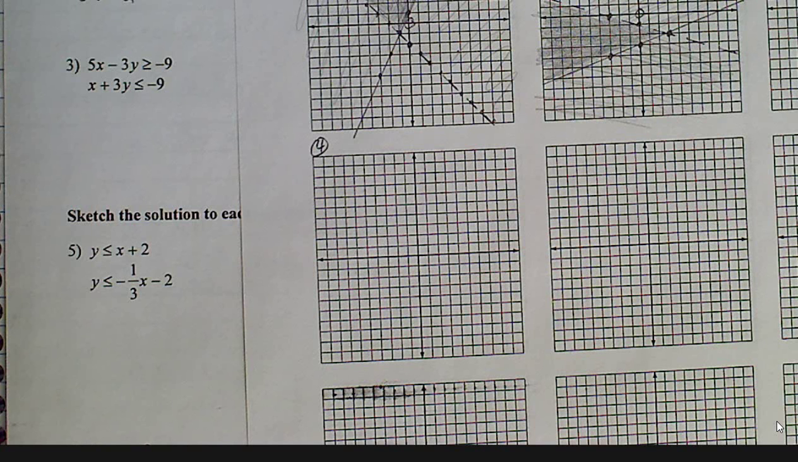Now, to do the next one here, you're going to help me out with that one. So we've got x plus 3y is less than or equal to negative 9. So, what do we have to do first? X. Great, so we're in minus x, minus x. So what do I write for my next line?